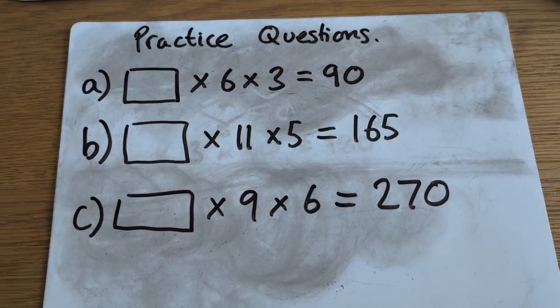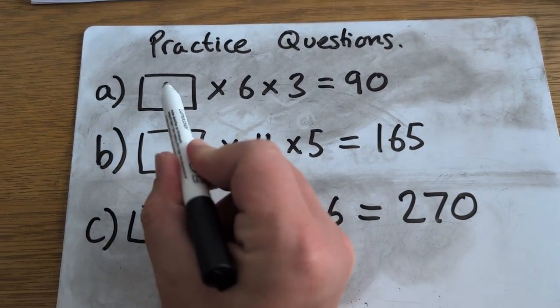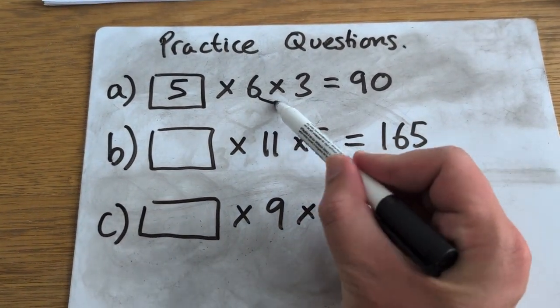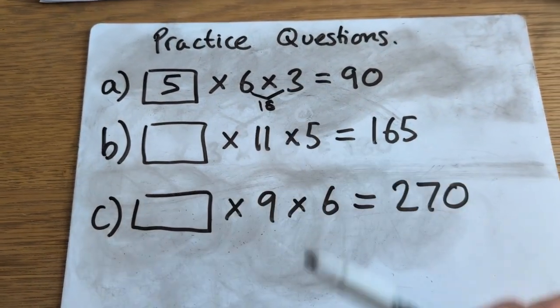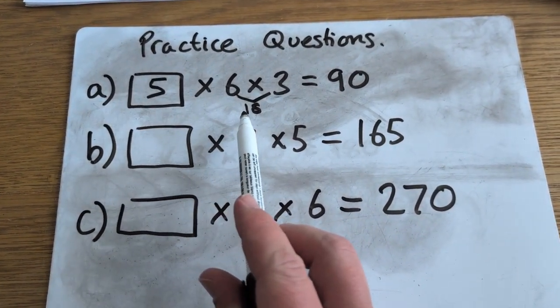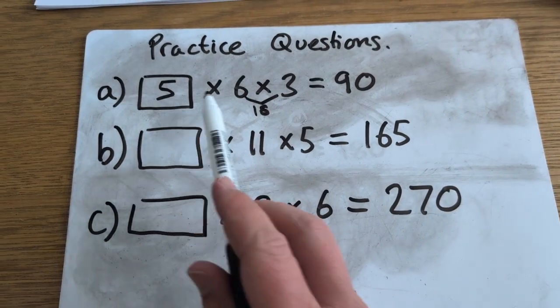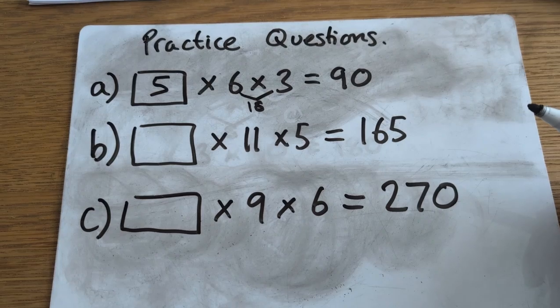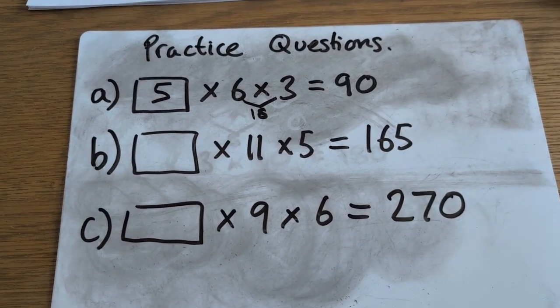Okay, we're going to do the answers to these. So we've got 5 up here for the first one. The way I did this was, I know that 6 times 3 is 18. And I was thinking, okay, well, 5 times 10 gets me to 50, and 5 times 8 gets me 40. 50 and 40 together makes 90. Slightly trickier, but a nice, easy way to do it.